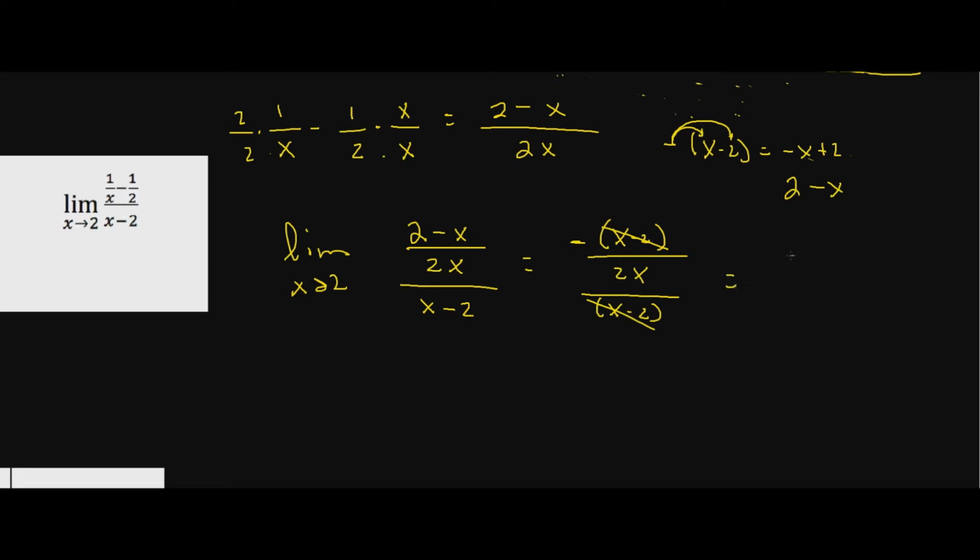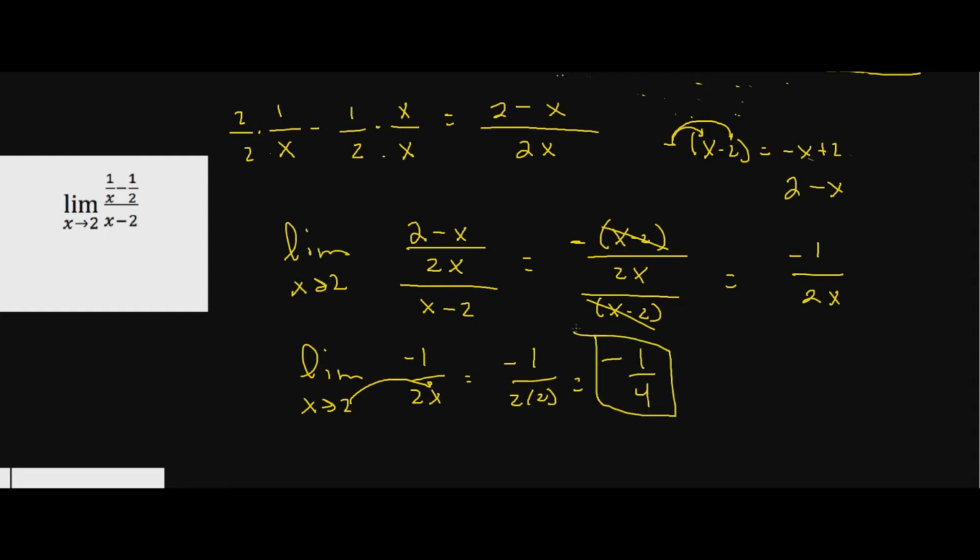And we're going to get negative 1 over 2x. So last but not least, the limit as x approaches 2 of negative 1 divided by 2x. I take the 2 and plug it in for the x, and I'm going to get negative 1, 2 times 2, which is 4, so negative 1 divided by 4. And this is my final answer.